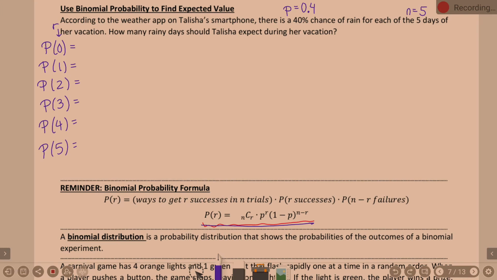So we're setting these formulas up, and we'll obviously be able to use the calculator. Remember, it's nCr. So for the first one, 5C0 times p to the r. My p is 0.4, raised to the 0. And then if you recall, 1 minus p, so 1 minus 0.4, raised to the 5 minus 0.